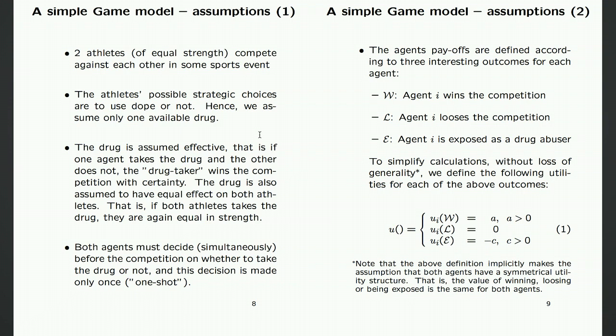And then we assume that the athlete's possible strategic choices are to use dope or not. Of course, this is a grave simplification. There are a lot of different drugs you can go for, some with strong effects but easier to be caught, others with weaker effects, less probability of getting caught and so on. So this is obviously again a very, very strong simplification. Essentially we assume only one available drug.